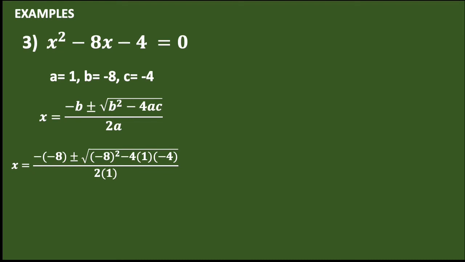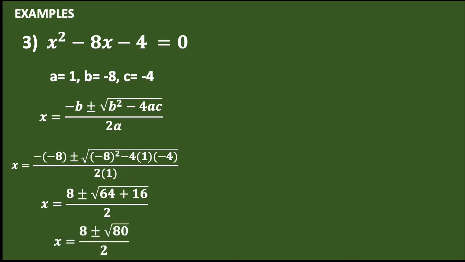It will become negative times negative 8, the answer is positive 8. Plus or minus the square root of negative 8 raised to 2, the answer is 64. Negative 4 times 1, negative 4 times negative 4, the answer is positive 16. After that, let us add 64 plus 16. The answer is 80. In this case, our discriminant is not a perfect square, but it is greater than 0.